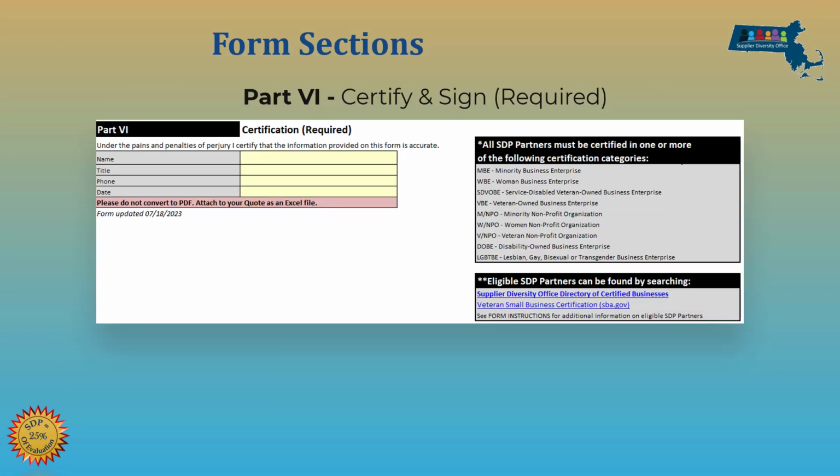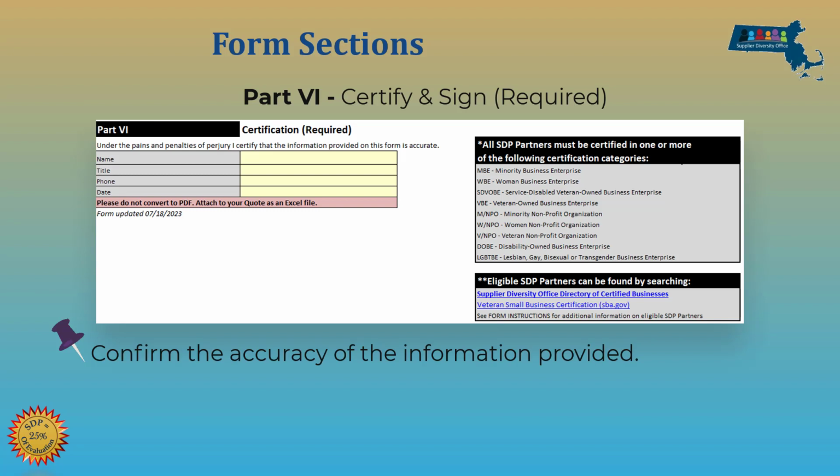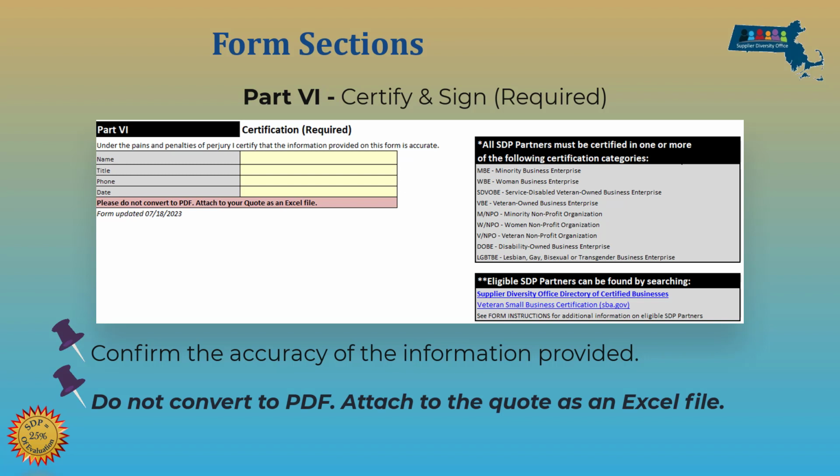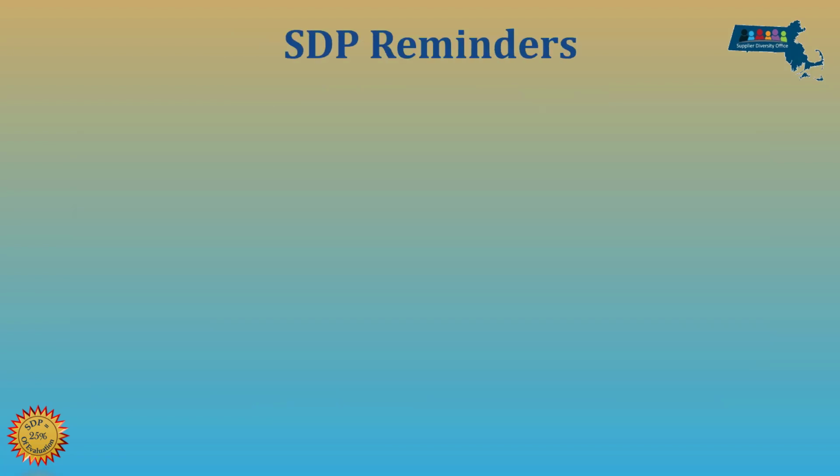The final section of the form requires you to certify that the information provided on the form is accurate. Please do not convert the form to PDF. Submit it as an Excel attachment with your bid response. Here are important points to remember about the SDP.